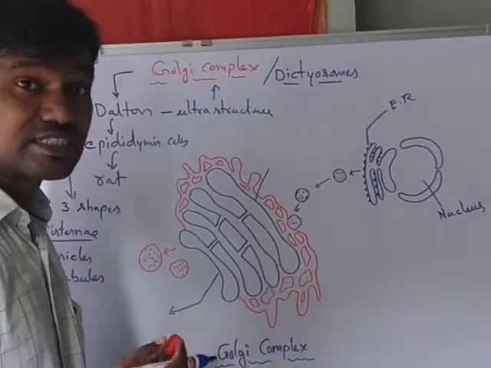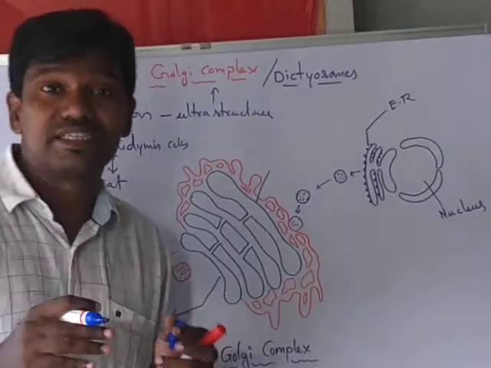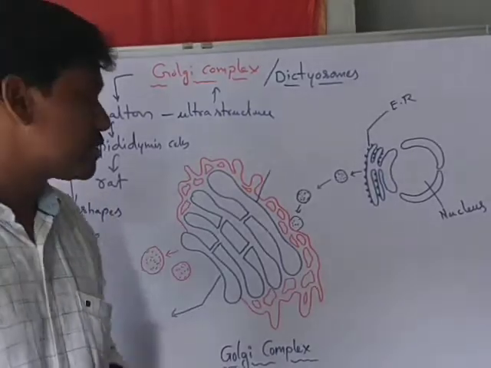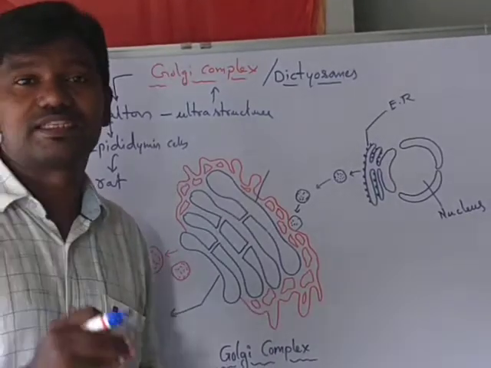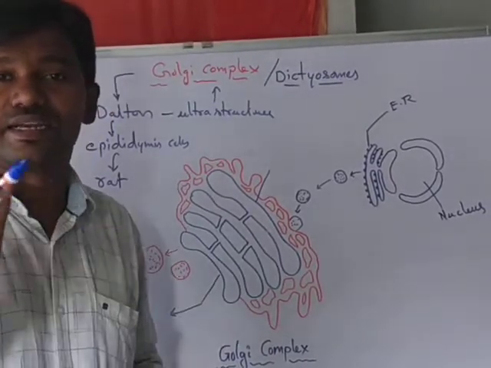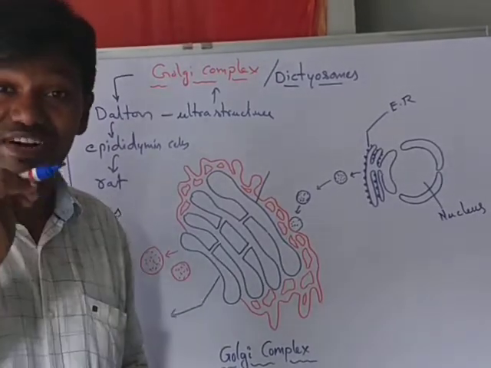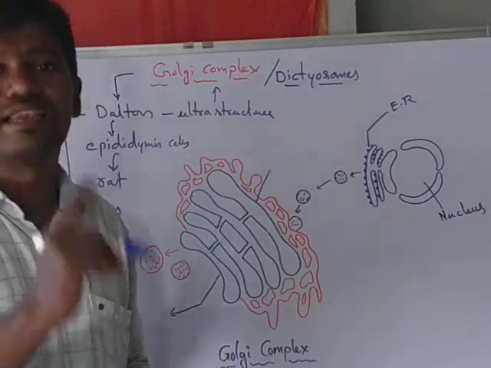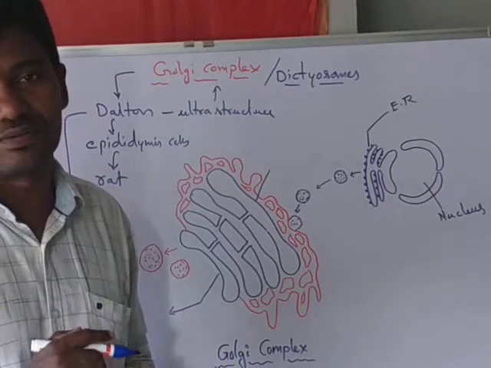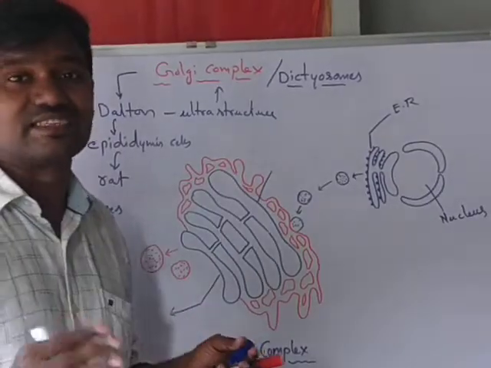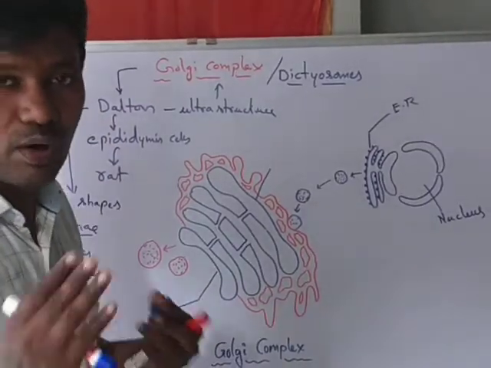The number of cisternae present varies in different groups. In animal cells the cisternae are 10 to 12 in number, in plant cells 20 in number, but in fungi only a single cisterna is present. So the number of cisternae varies in different groups of organisms.